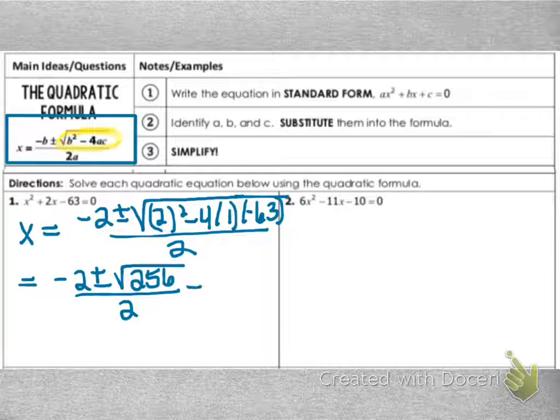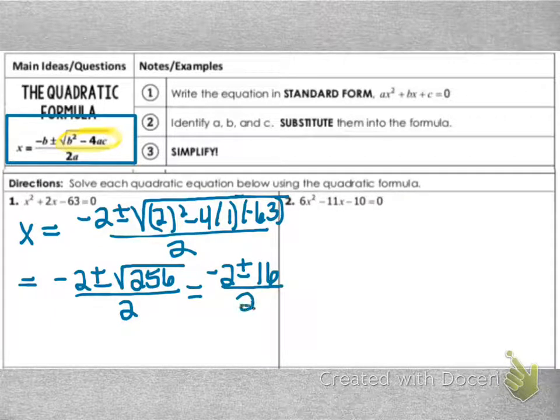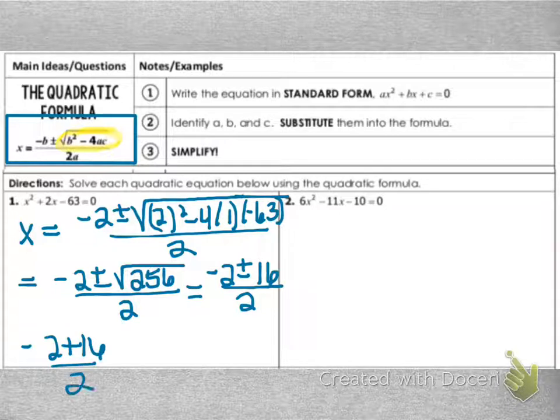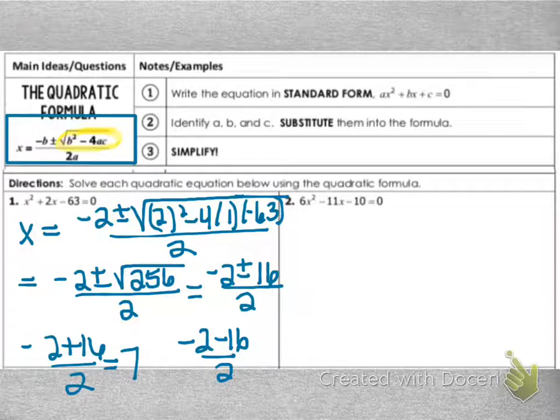And that's because if we go ahead and take that square root, so we have negative 2 plus or minus, well, the square root of 256 is 16, right? It's positive and negative 16 all over 2. And so what that really means is my two solutions are negative 2 plus 16 divided by 2 and negative 2 minus 16 divided by 2. And negative 2 plus 16 is 14 divided by 2 is 7. And negative 2 minus 16 is negative 18 divided by 2, which is negative 9. So our solutions are actually 7 and negative 9.